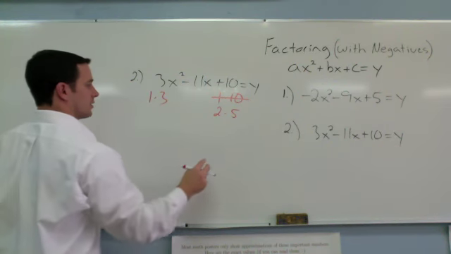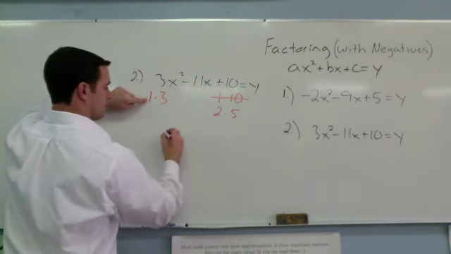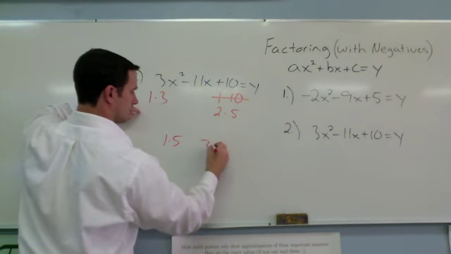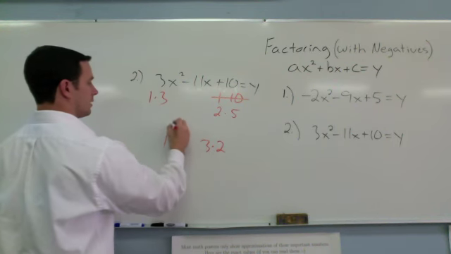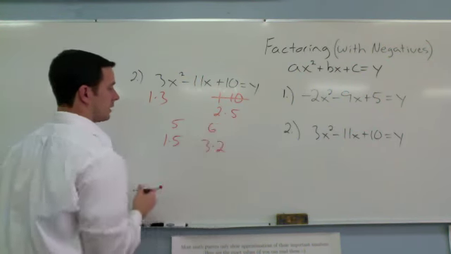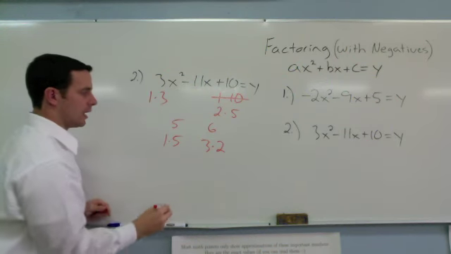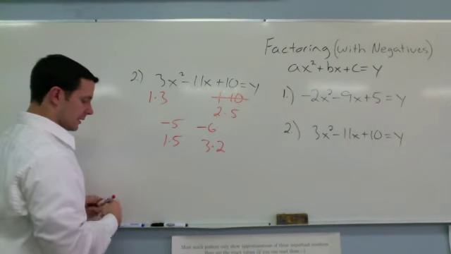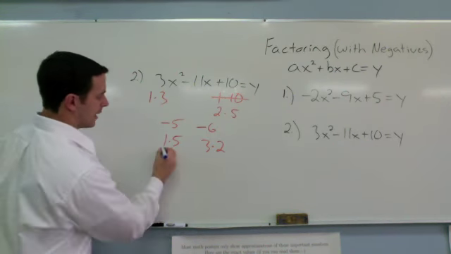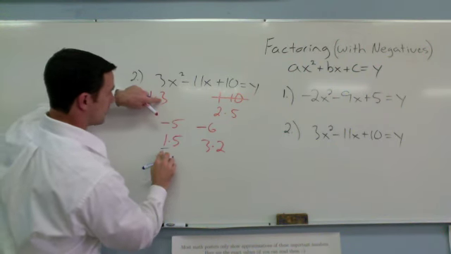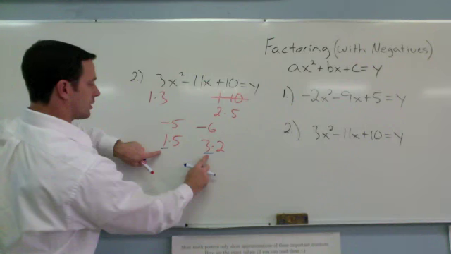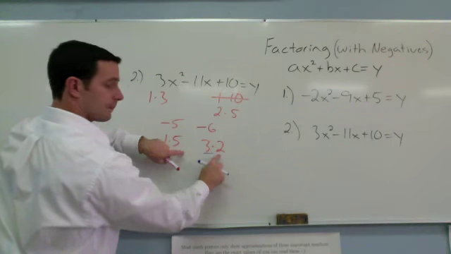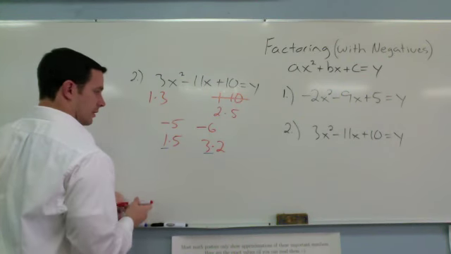That will work. So that's 1 times 5, 3 times 2. That gives me 5 and 6. In order to get a negative 11, I will have to have a negative 5 and a negative 6. And again, just to double check, my A was a 1 and the other A was a 3. The A's are in the front, the C's are in the back. Go ahead and make your binomials.